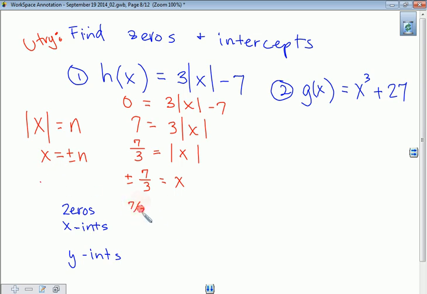So our zeros are 7/3 and negative 7/3. So the x-intercepts are (7/3, 0) and (-7/3, 0). So this is if n is greater than 0. Okay. And our y-intercept: if I plugged in 0 for x, 0 times 3 is 0, minus 7 is negative 7.